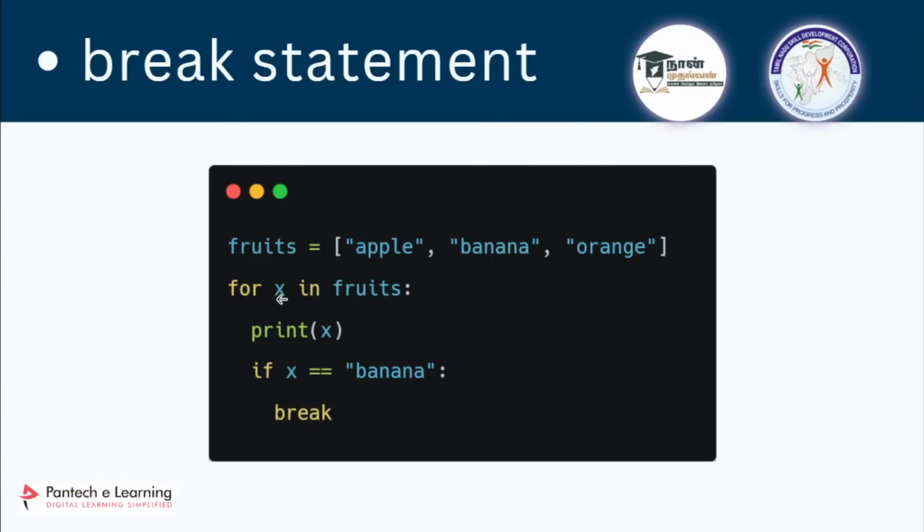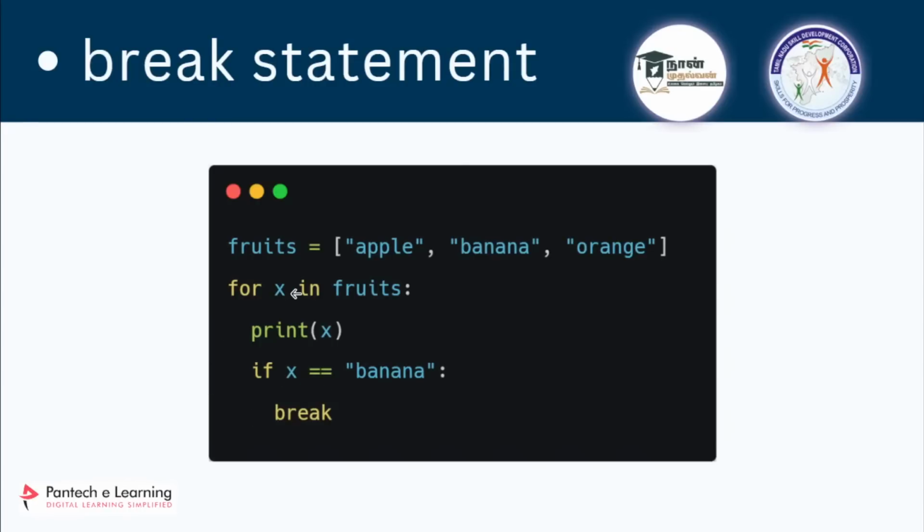In the first iteration, the value of x will be apple. When it is apple, it is going to print apple. We will get the output apple, and then in the same indentation line, I am creating a conditional statement. I am checking whether this x is equal to banana. In the first iteration, the value of x is apple, so apple is not equal to banana, so this conditional statement will become false. So this break won't be executed.